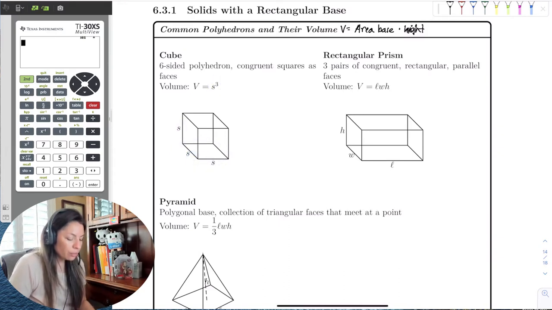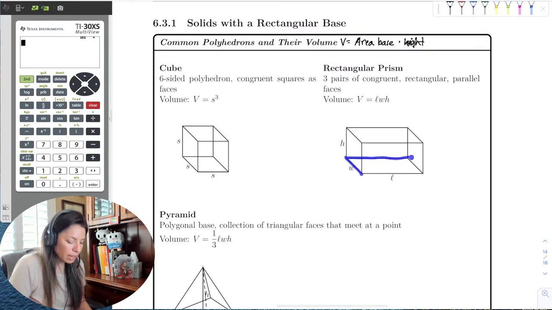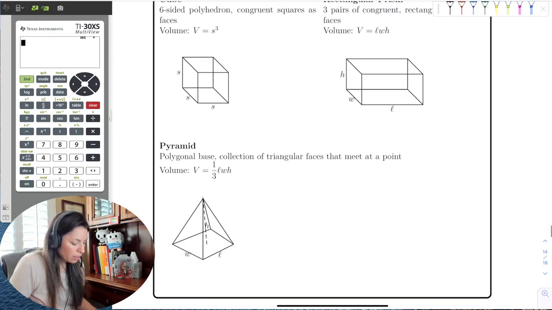The rectangular prism, notice the bottom is a rectangle. So the area of the base is length times width and then times height, right? Area of the base times height, length times width times height. The pyramid, notice that the base is still rectangular, so it's length times width. And then times height, right?